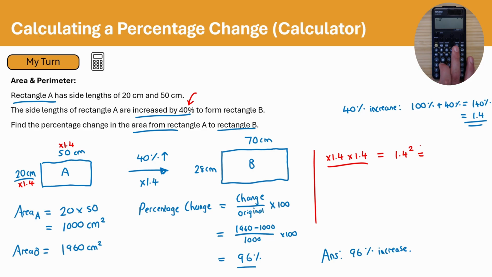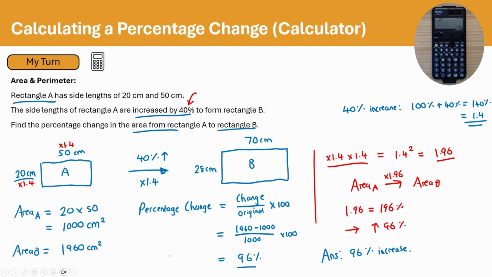If I type in 1.4 squared, you'll notice it gives me an answer of 1.96. In other words, area B is 1.96 times bigger. So if I wanted to write that mathematically, I might say to go from area A to area B, I need to multiply by 1.96. And then I could interpret 1.96 as a multiplier as being equal to 196%. In other words, area B is 196% relative to area A at 100%. Therefore, I can see that that's a 96% increase. So that's another way to do the question, but I did want to show you using the percentage change formula.